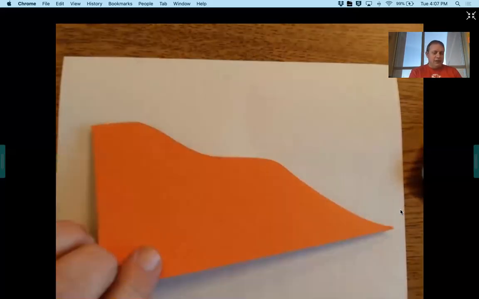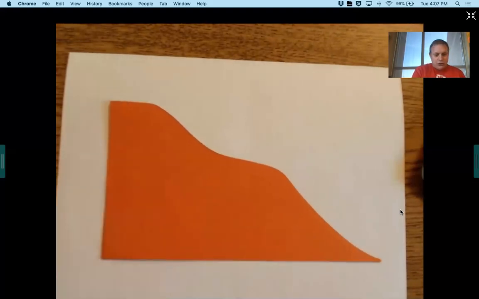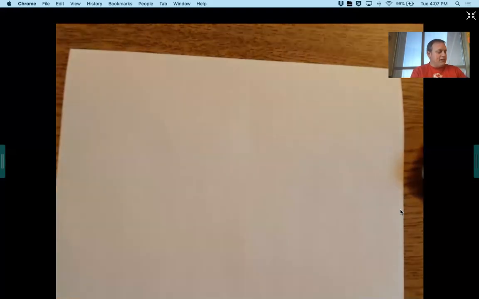Well, how about another one? Surely you remember some geometry formula for the area of that region right there. No? All right, it's 0 for 2. But could we approximate the area? Let's go back to our first one.